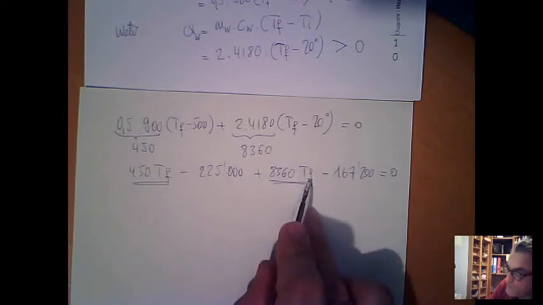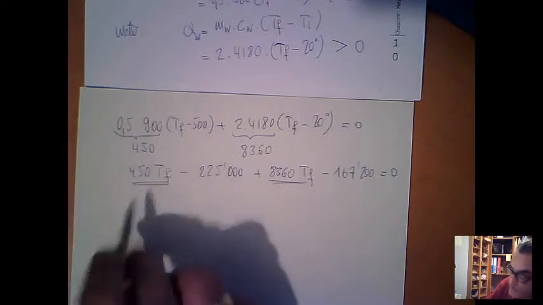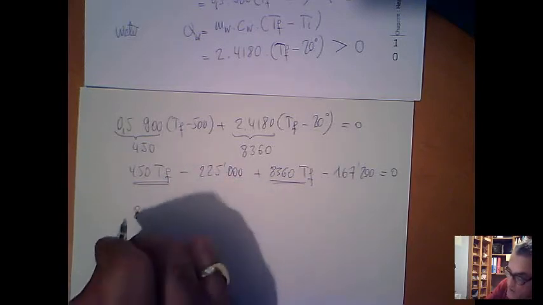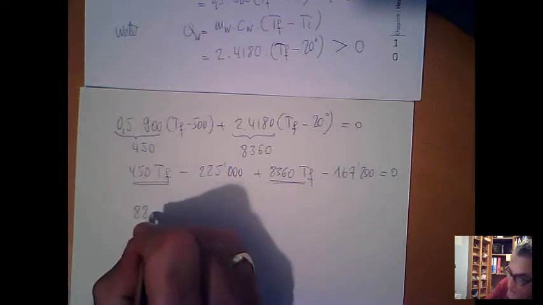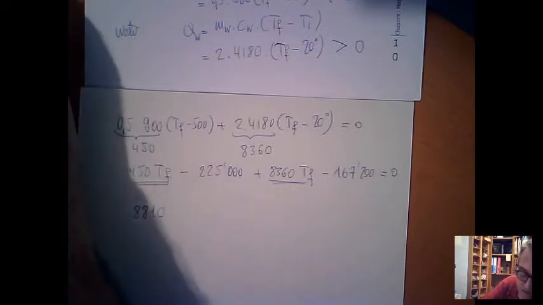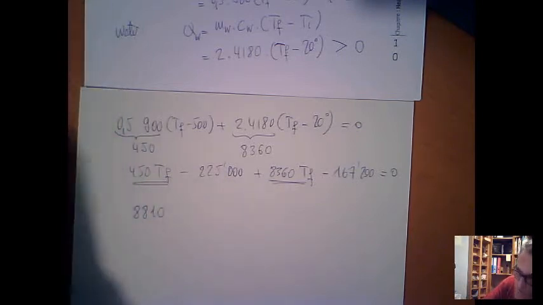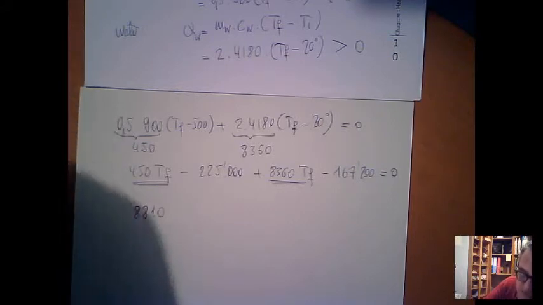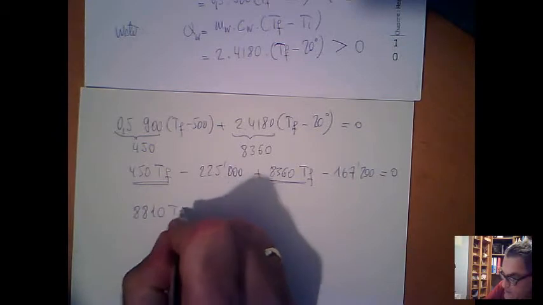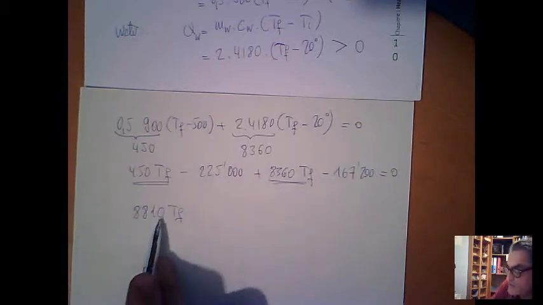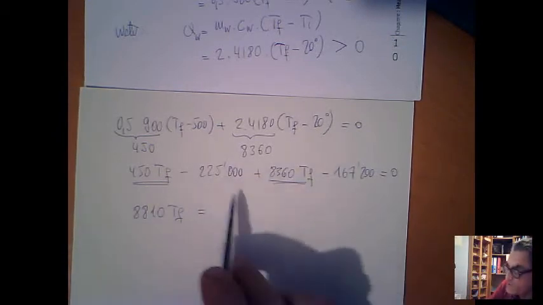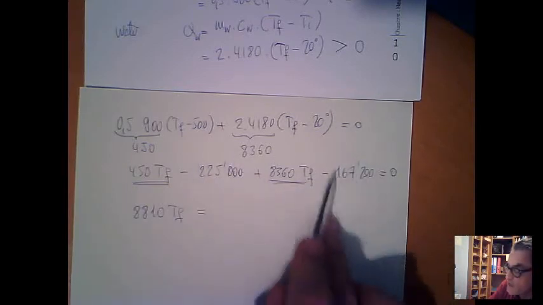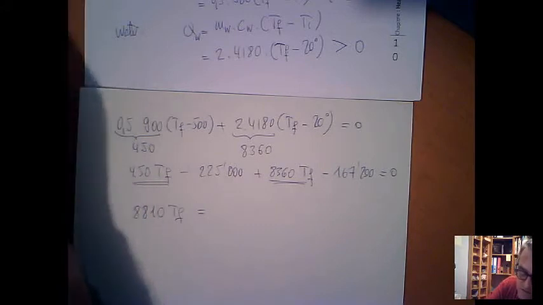So 8,360 plus 450, that's 8,810. Is that correct? 450 plus 8,360, yes, that's correct. So we have 8,810 TF, which has to be equal to these two numbers that we sum up and put on the other side.